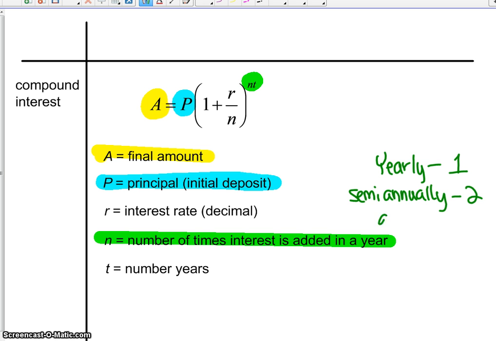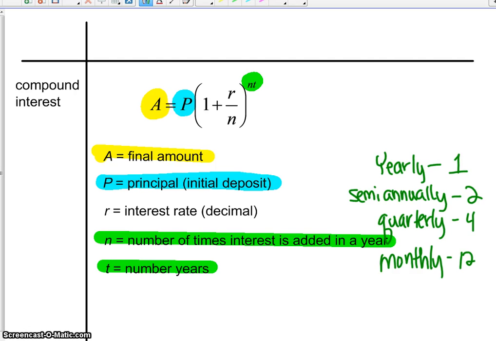They might talk about quarterly, which would be 4 times a year, or monthly, which is 12 times a year. They might do daily, 365. Again, disregard leap years. Okay, so your N is how many times we're going to compound that interest. T is your number of years.